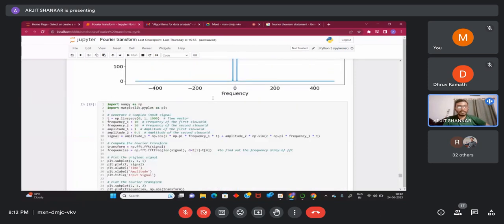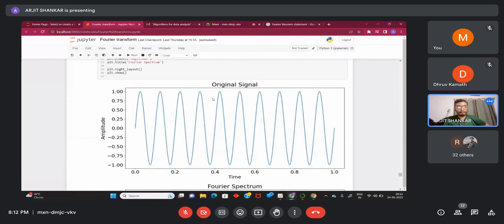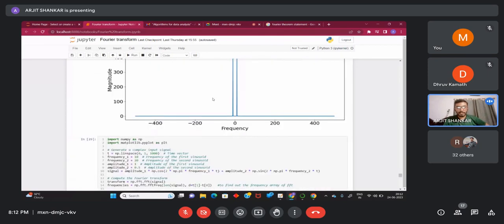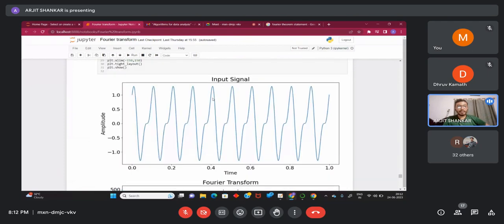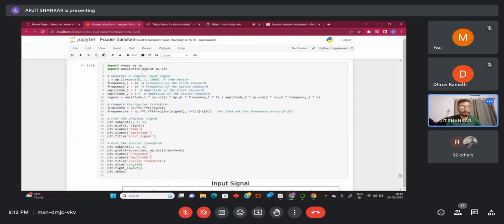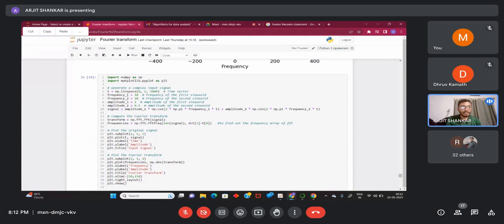So let's say we have a mixture of signals. I'm taking an example where we have a mixture of sine and cosine. So my first frequency is 10, second frequency is 20, and amplitude is 1, amplitude is 0.5. So I have taken different amplitudes as well as two different frequencies. And then I'm defining a signal, an arbitrary signal.